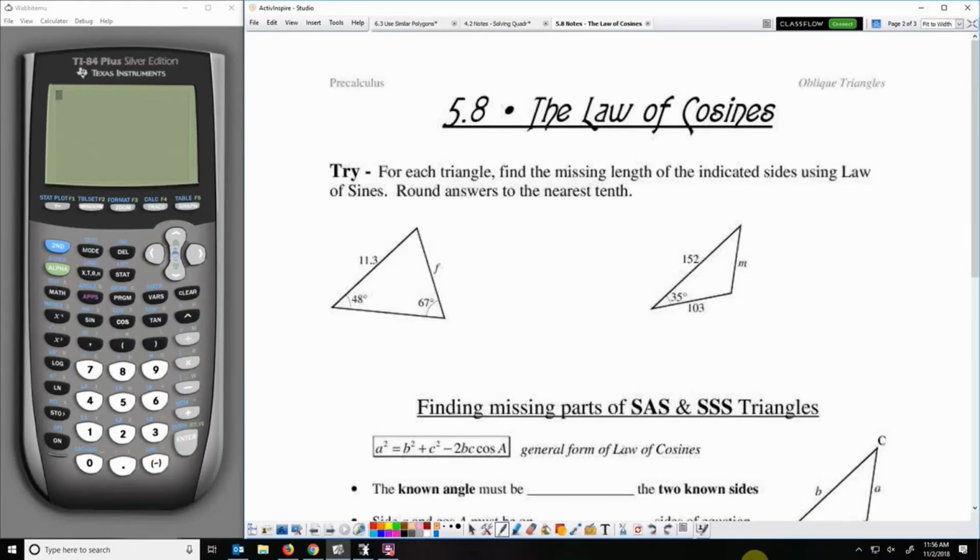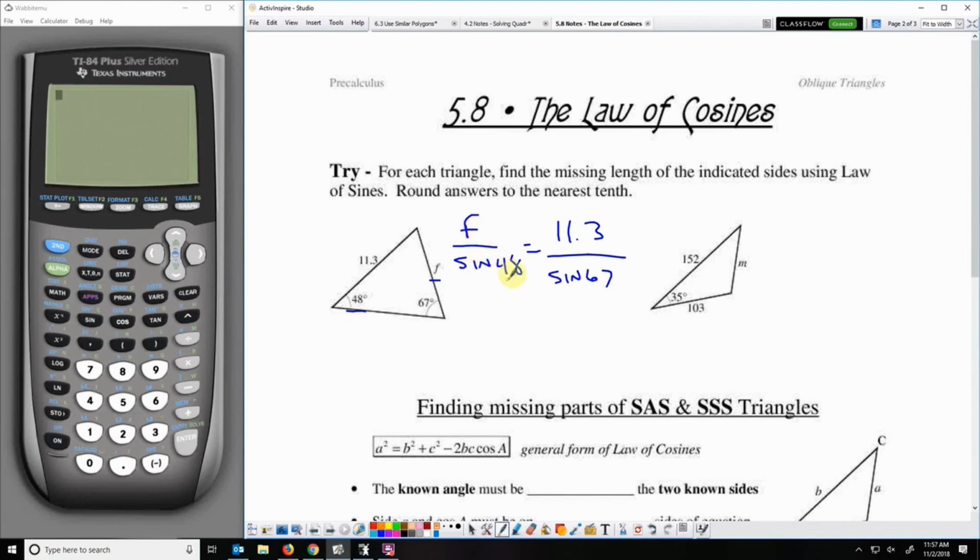Today we're going to learn how to use the law of cosines, but first let's start with a little review of the law of sines. So for the law of sines, I've got a side and its opposite angle, so I'm going to use f over sine 48 equals another side over its opposite angle, 11.3 over sine 67.